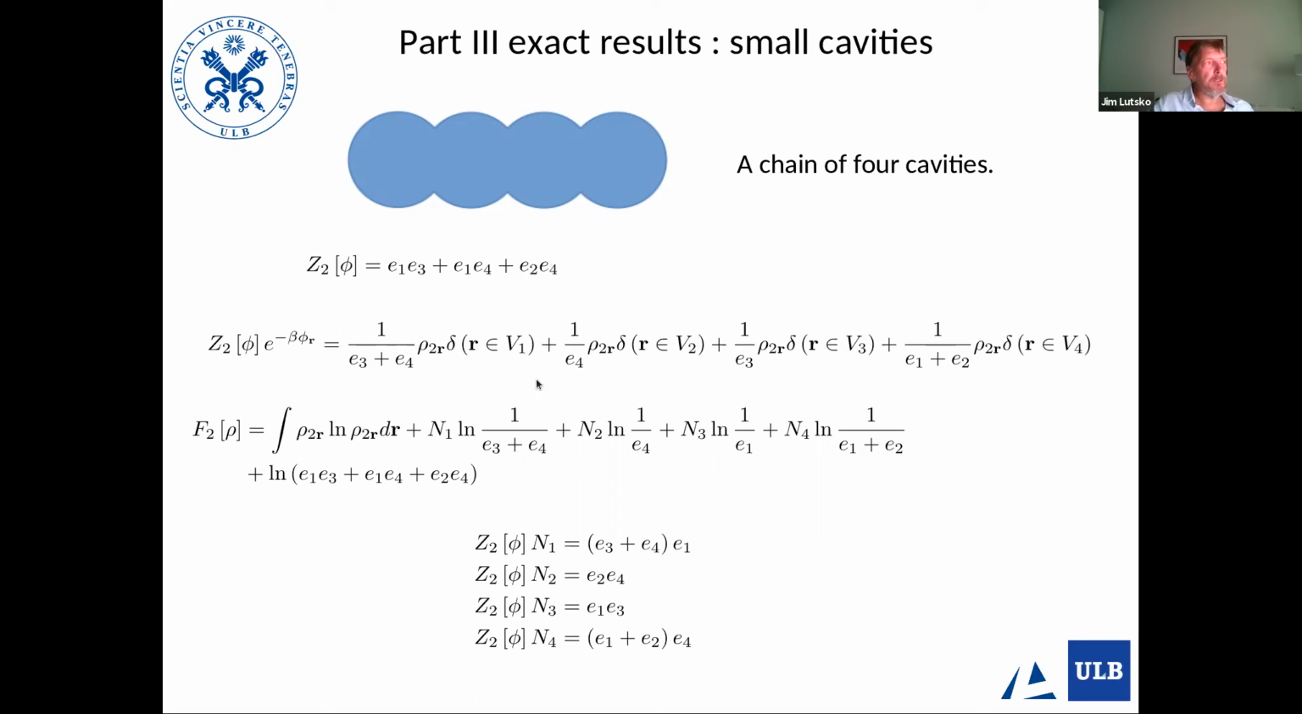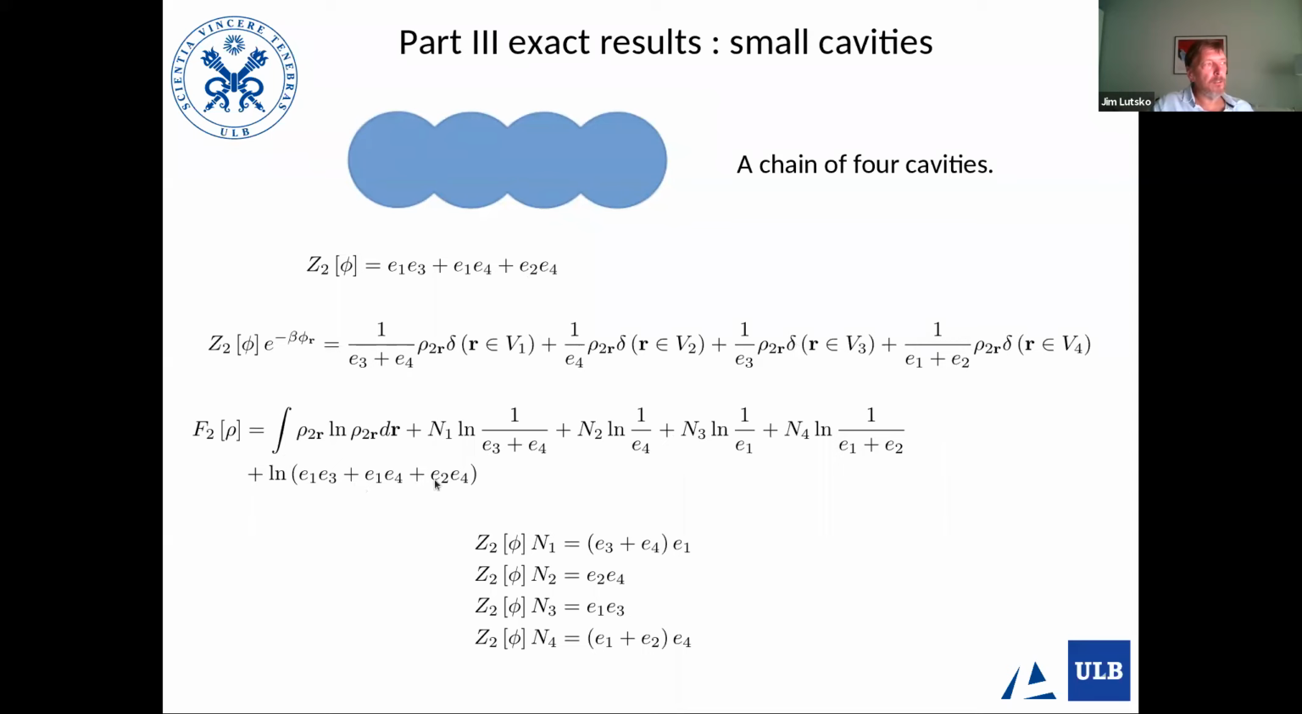And I've just written the expression here. So you get e to the minus beta 5r, and I've taken out the partition function. And it's the density restricted to these volumes, and then with different weights according to which volume I'm looking at. And the weights have, again, to do with these Boltzmann factors. You can then form the Helmholtz functional, and you get something like this.